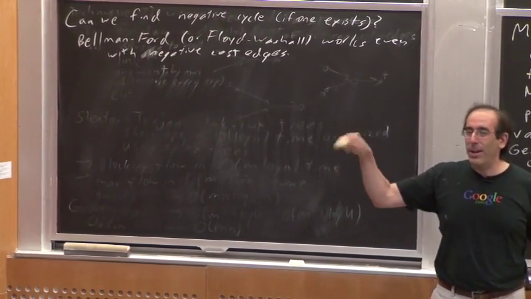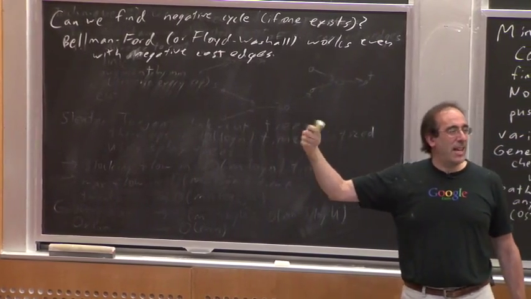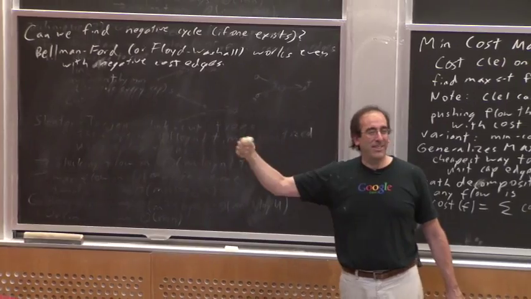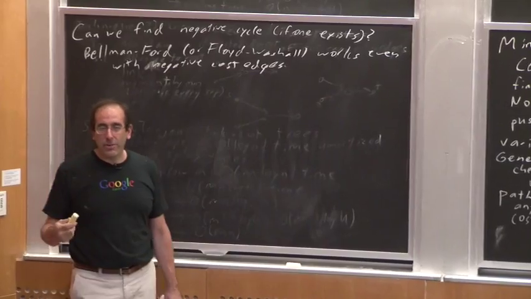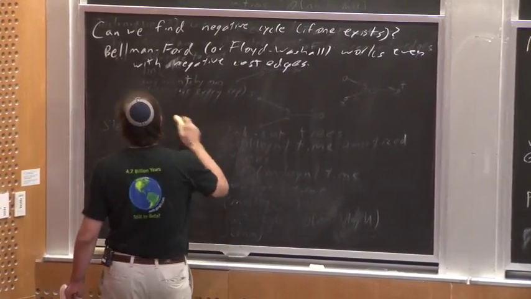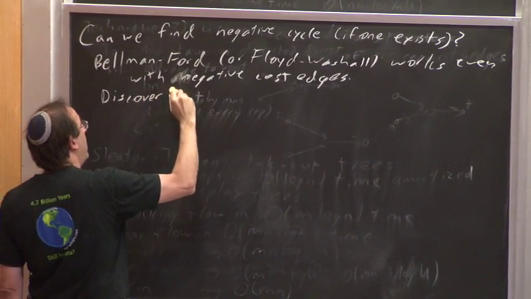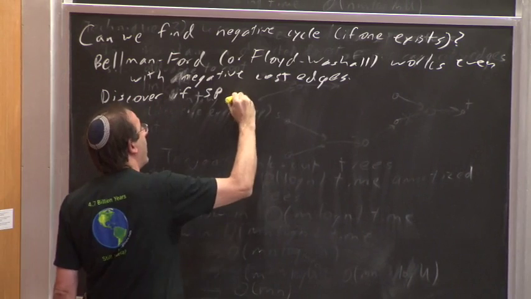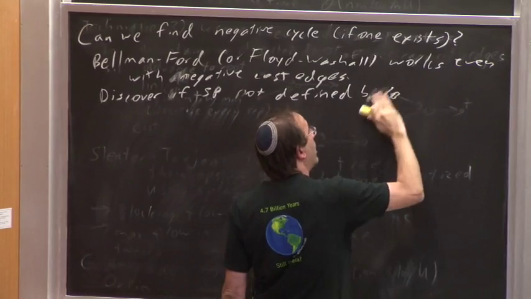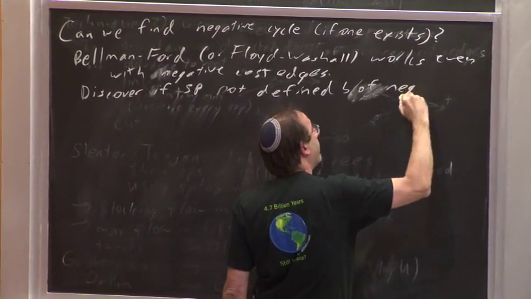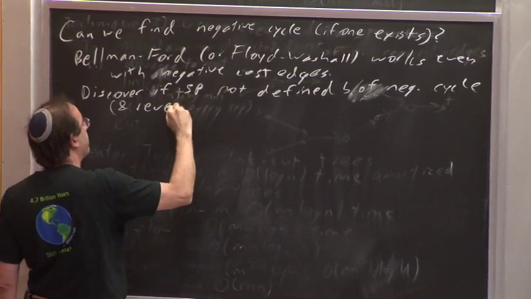I see people know it by picture, right? This is the shortest path, right? If you have a negative cycle, then you can always get better by going around it again and again. So in fact, in graphs with negative cycles, shortest paths are not well defined. But Bellman-Ford discovers this. It discovers if shortest paths are not defined because of a negative cycle. And the way it discovers it also reveals the cycle.